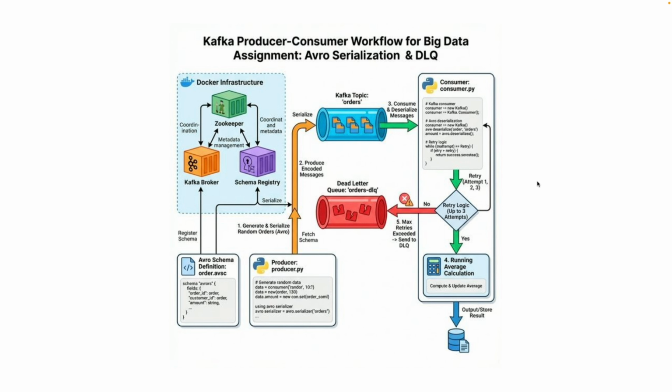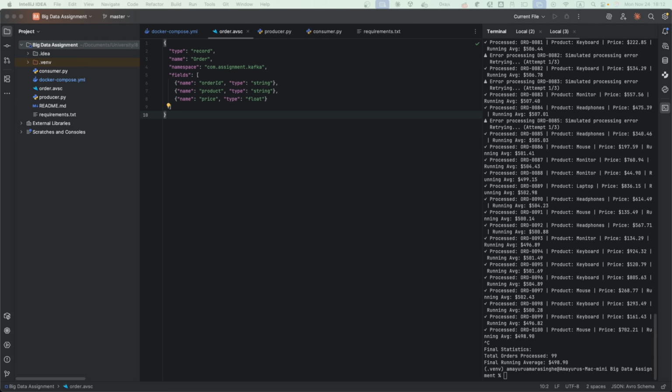In this diagram you can see the producer generates random product orders at one message per second, and the messages flow through the Kafka orders topic. The consumer processes these orders and calculates running statistics. If there are failed messages, they are automatically sent to a dead letter queue for later analysis. The overall architecture follows distributed system best practices, with separation of concerns and fault tolerance built in.